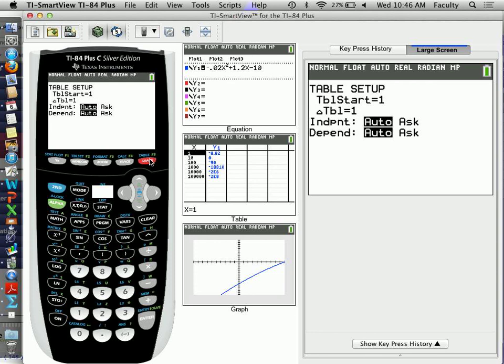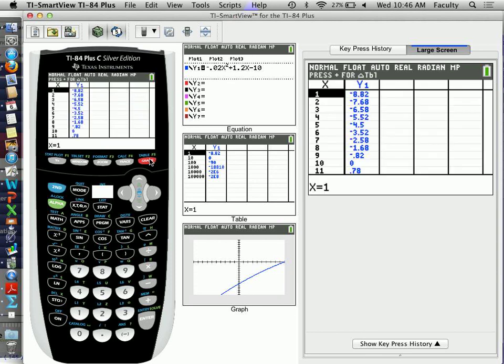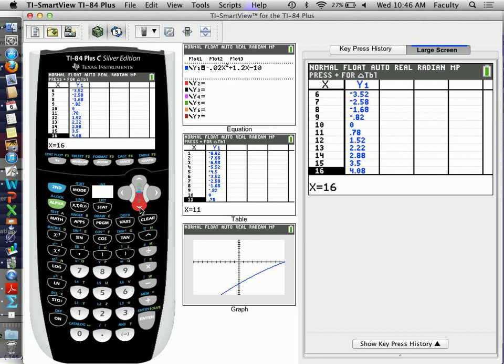Okay, so let's go to the second graph. The second graph gives me a table. And if I start looking, okay, this is why I see what I see. When I get to x is 10, y is 0. So let's keep going. This parabola is going to go up and then it's going to come back down.